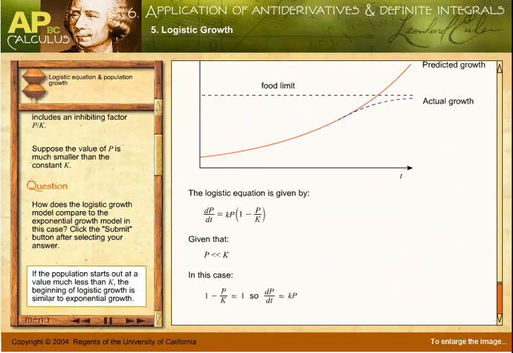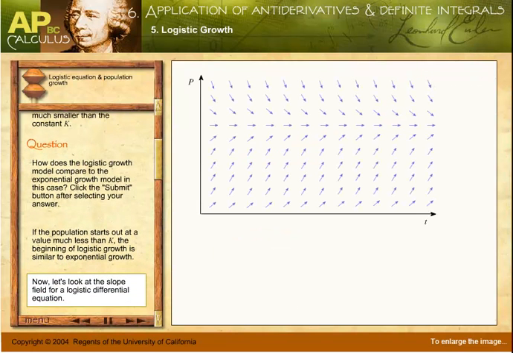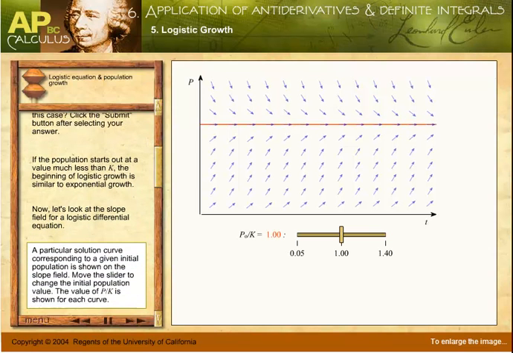If the population starts out at a value much less than K, the beginning of logistic growth is similar to exponential growth. Now, let's look at the slope field for a logistic differential equation. A particular solution curve corresponding to a given initial population is shown on the slope field. Move the slider to change the initial population value.